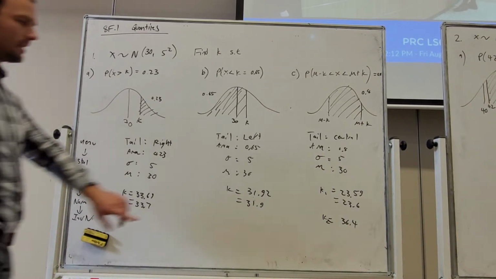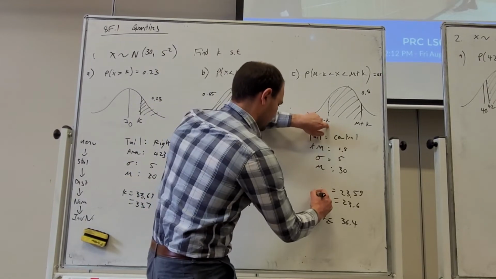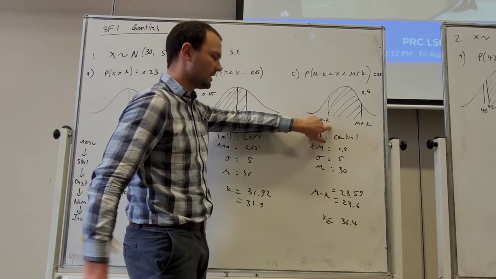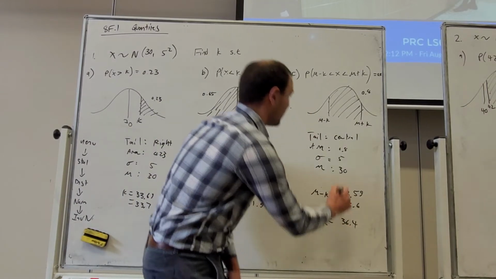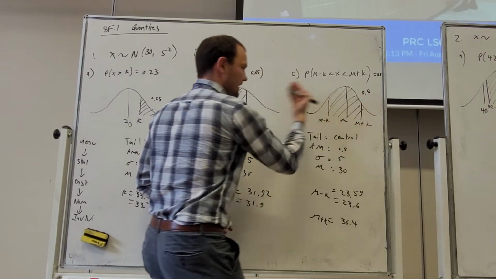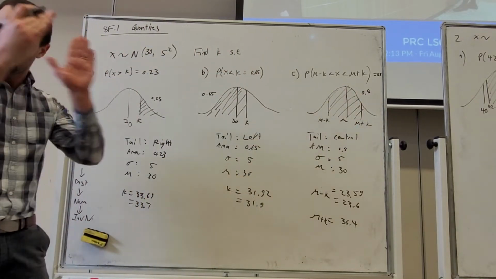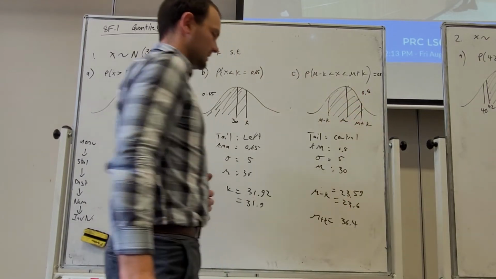Now, sorry, that's not K1. This value is the mean take K. The lower one is the mean take K, and the upper one is the mean plus K. So here's the mean, and we're going up some value K and down some value K. It's symmetrical about that point, but the area between those two points is 80%.